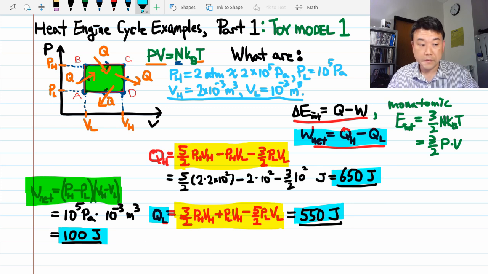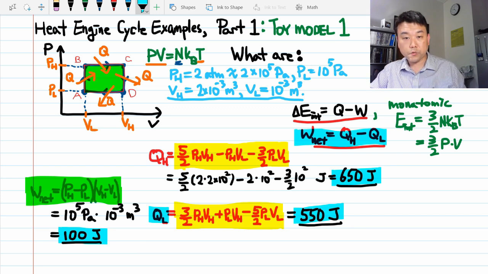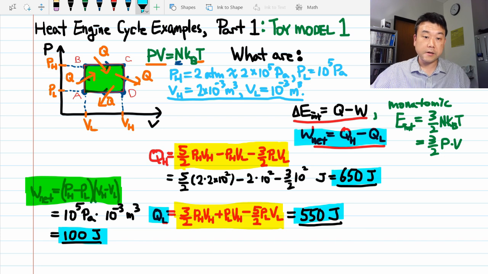I think that's everything we can do with this toy model here. I'll have one more toy model for you to look at where the calculation is still relatively simple, and we can again plug in the numbers and get some intuitive feel for it.